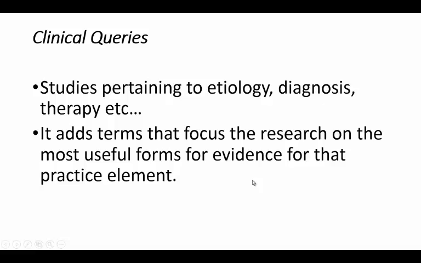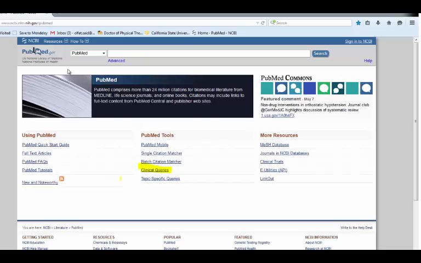Another way to look for studies on PubMed is called the clinical queries. And clinical queries are very helpful if you have a clinical question. So it includes all the studies that are pertaining to specific conditions or diseases. It adds terms that focus your research on the most useful forms of evidence for the clinic. So clinical queries are right here on the website. So you can click on that and do the same thing and look for your answers.